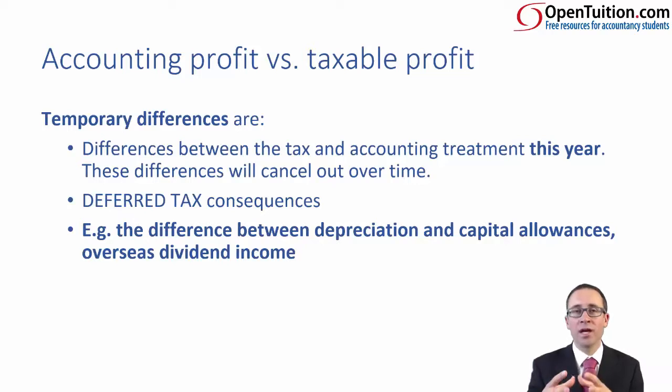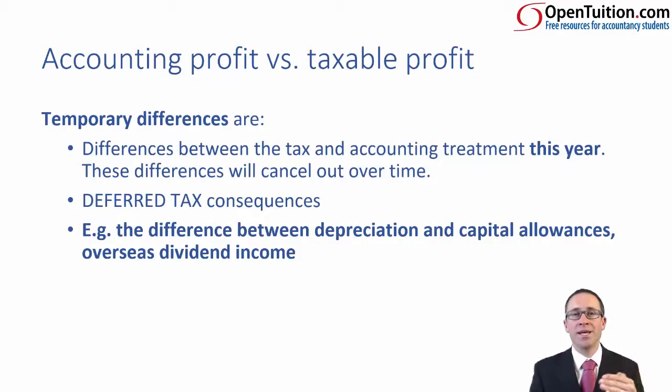But what the tax rules try to do is to give you more allowances in the earlier years, don't they? To try and incentivize you to buy those non-current assets, so that therefore you will get a lower tax bill in the earlier years, and therefore buy more non-current assets and more investment. And more investment creates more jobs, doesn't it? Okay, so the spot whereby you have a difference between the depreciation and the capital allowances give rise to deferred tax. The other one is overseas dividend income.